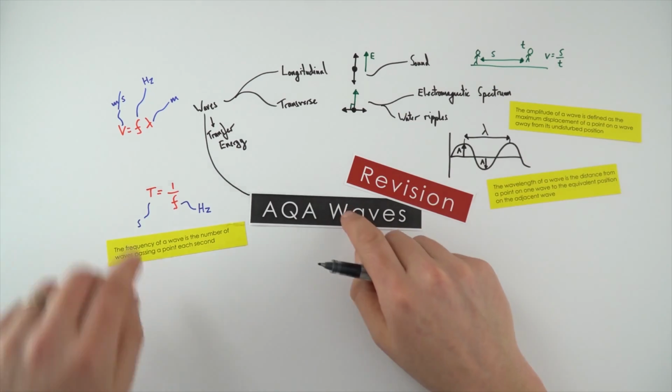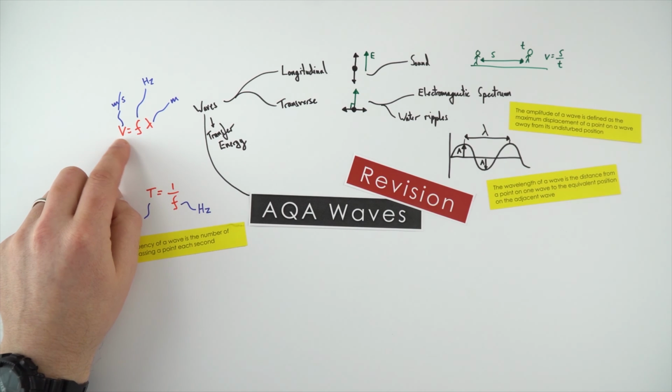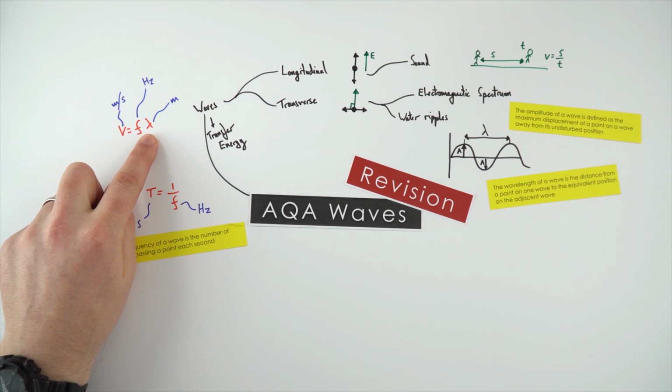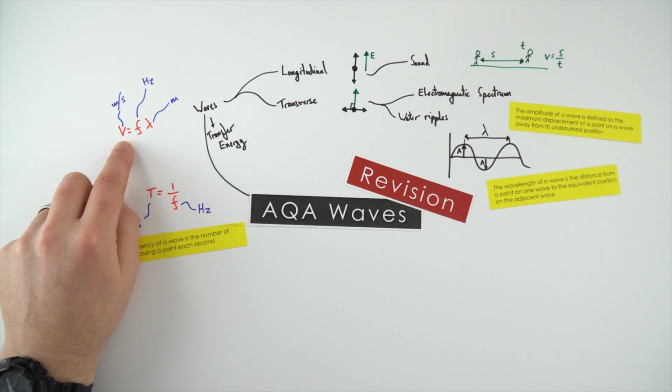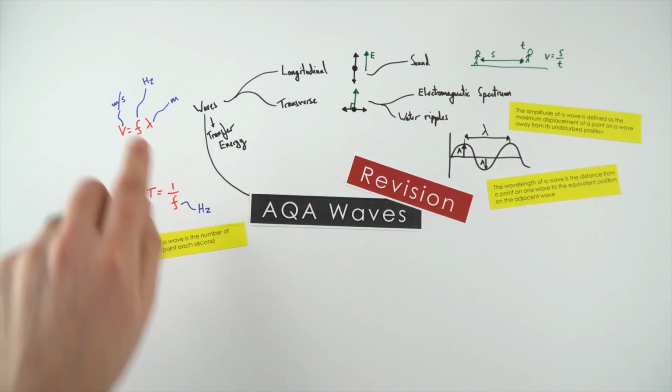Now you can do something similar with a water wave in a tank. If you knew the wavelength and you knew the frequency, you could then work out the speed of those ripples.